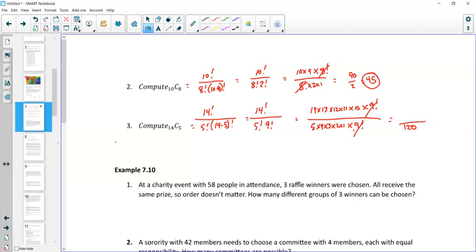So 14 times 13 times 12 times 11 times 10. That gives me 240,240 divided by 120 should give me 2,002.